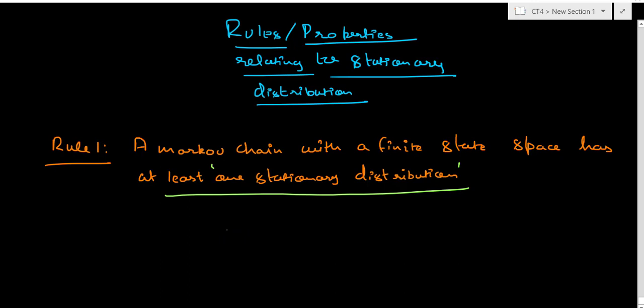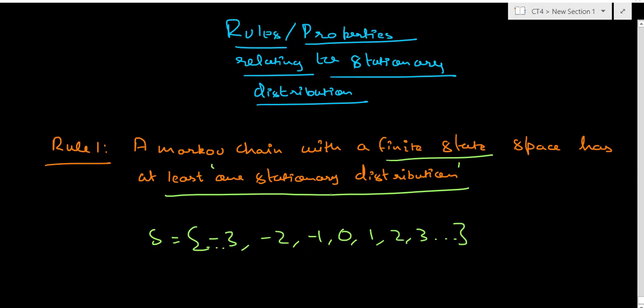The contrary example here is a simple random walk without boundaries. If there is a simple random walk without boundaries, we cannot know if it has a stationary distribution or not, because for a simple random walk without boundaries, the state space is infinite. So if it has an infinite state space, then we cannot know whether there is a stationary distribution or not. But if the state space is finite, that means at least one stationary distribution exists.